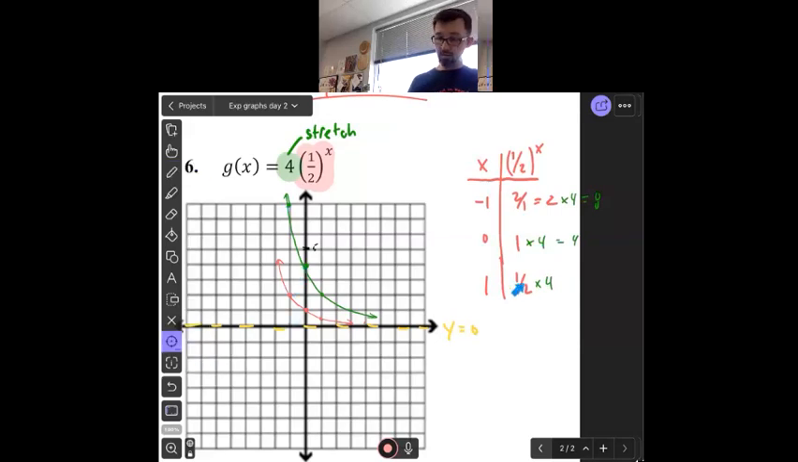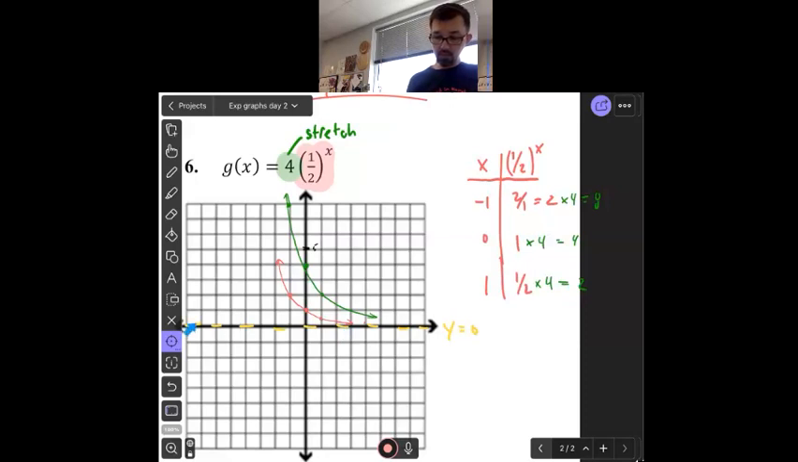Then 1/2 times 4 is 2. So we plotted 1, 2. So there's 1, 2. So there are the 3 points. -1, 8, 0, 4, 1, 2. Stretching and compressing is pretty simple. If that's all there's going on, you just take those y values you got from the original function and multiply them by whatever the stretch or the compression is. You will get your new y values. The shifting stuff is kind of messy. That's why I don't want you guys to rely on this too much. But it is an option if you guys want to try it.